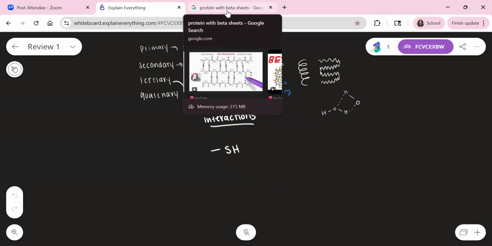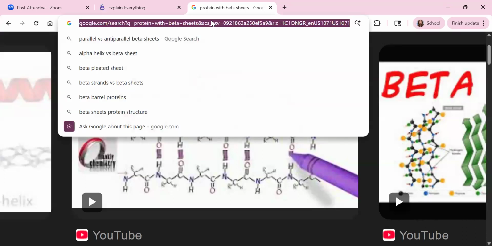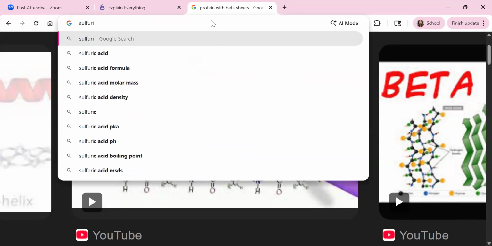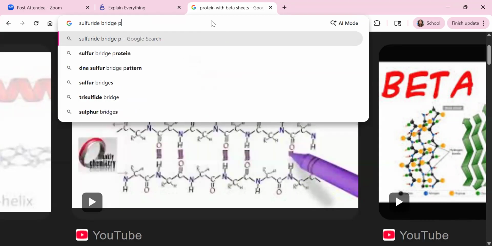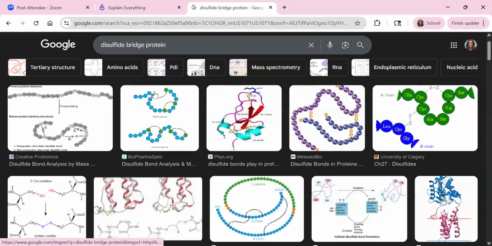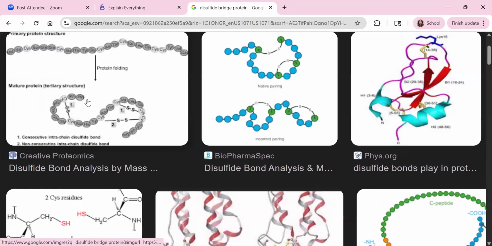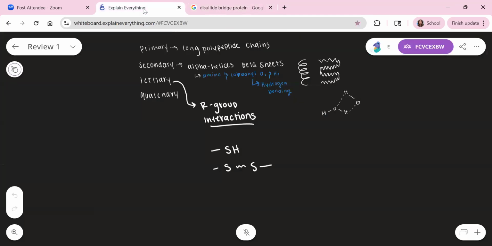And cysteine, for example, can make a bridge between two cysteine amino acids. It's called a disulfide bridge. And so it kind of looks something like this. So we can have an interaction like this. See how it's coming from a cysteine to another cysteine? So that's a type of bonding you can have.